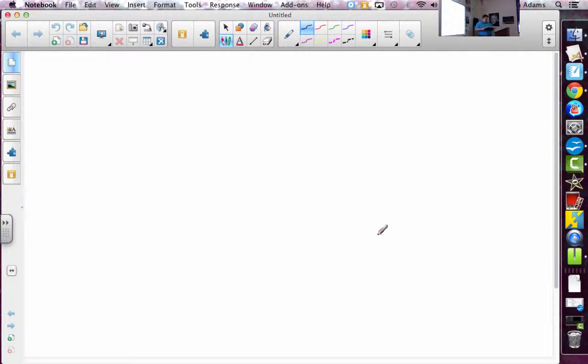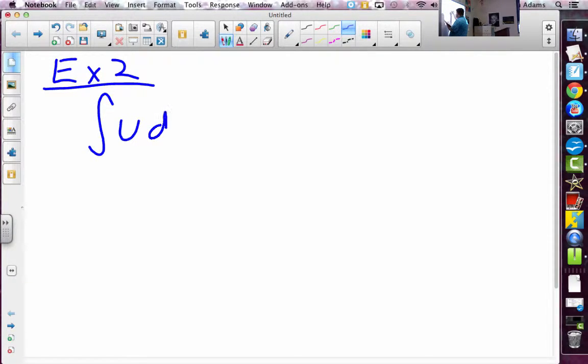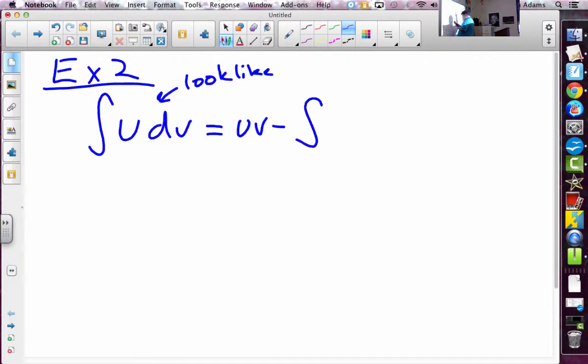We're on example number 2 from 6.3. Example number 2, again, is going to be integration by parts. So just to remember what that looks like, this is another one of those scenarios where if I can make a function look like this, then I can apply the integration by parts technique. And so we'll do that again with example number 2.